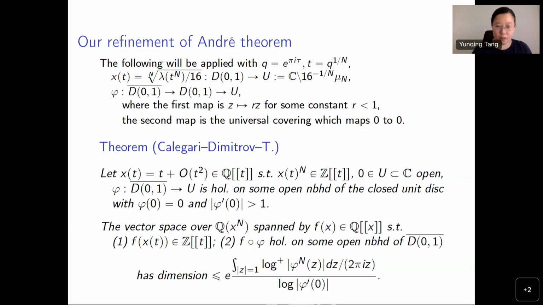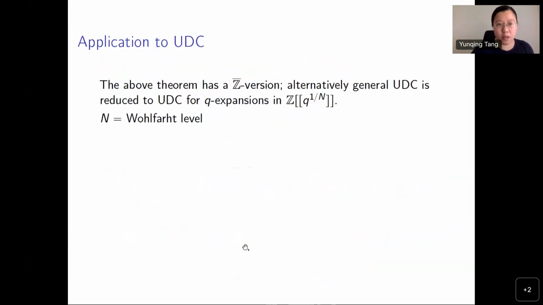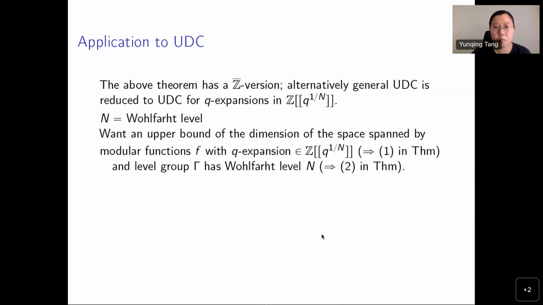So the upshot is, let me talk back to the application of the unbounded denominator conjecture to say what's the upshot of the theorem. You can take the Z version or the Z bar version, and we want an upper bound on the dimension of the space spanned by modular forms with Z coefficients, where the Z coefficient parts satisfy condition 1 in the theorem. And then the Wolfart level at n will imply the second part of the theorem. That is the specific choice of our function phi.